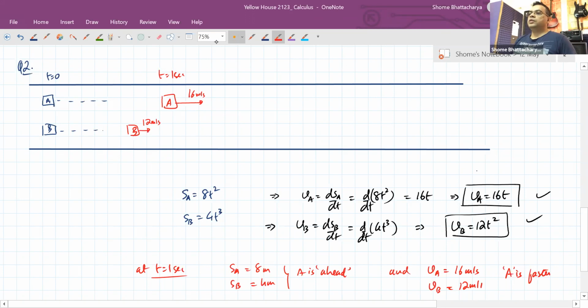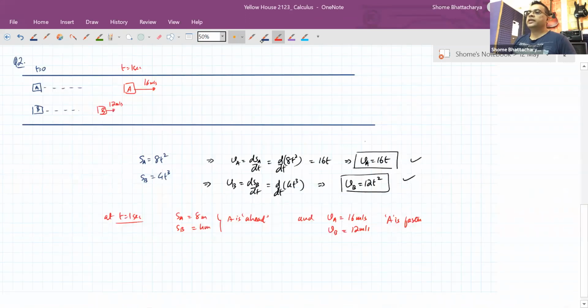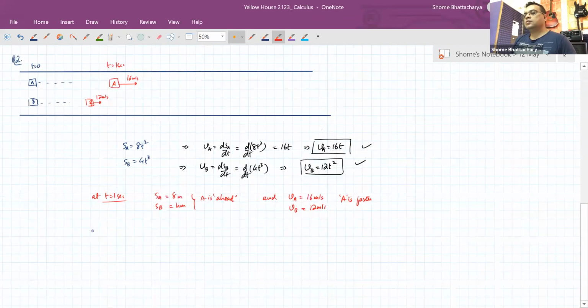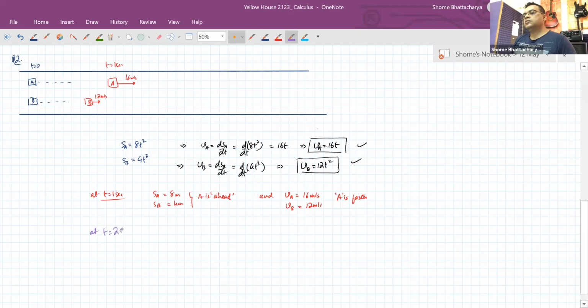But by the time we come to, for example, 2 seconds, we can see that A's displacement is given by 8 into 2 square, so 32 meters. And incidentally, B's displacement, which is given by 4 into 2 cubed, is also 32 meters. So they have come alongside. At t equal to 2 seconds, they are right side by side.